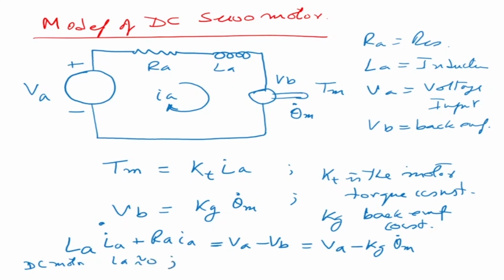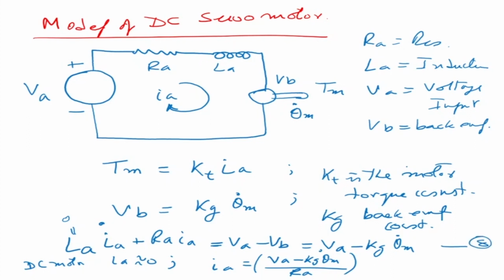So putting this in this equation, LA becomes equal to 0, from which we can get IA is equal to (VA minus kg into theta m dot) divided by RA. Okay. So in this equation, I'm putting LA equal to 0, and I'm finding IA. So IA is equal to (VA minus kg into theta m dot) by RA. Okay. Now let us call this equation 8. Okay, this is my equation 8.